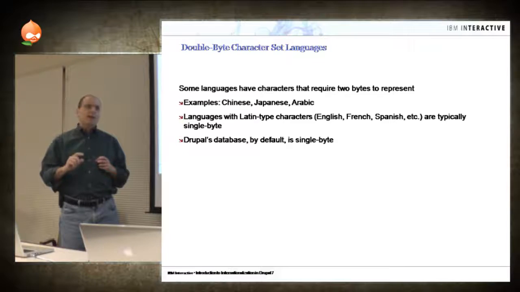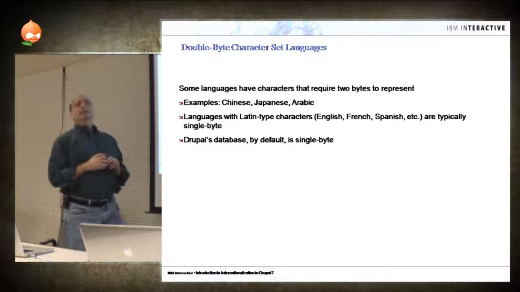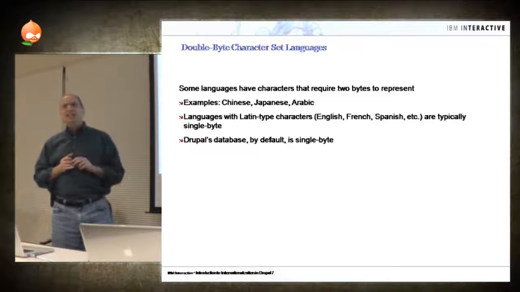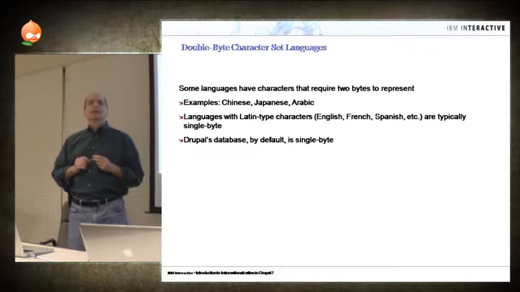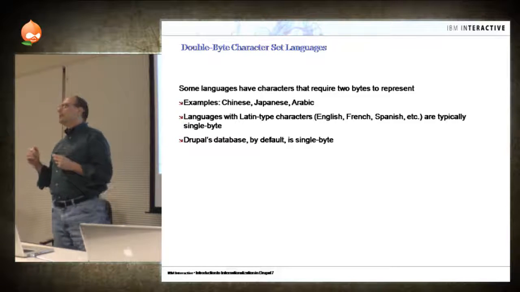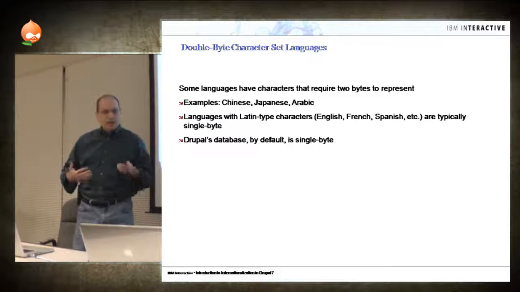By default, Drupal's database is a single byte database. So if you have a project requirement to translate to a double byte language like Chinese or Japanese or Arabic, you first need to convert your database to double byte. If you're starting from scratch, the job is easy.